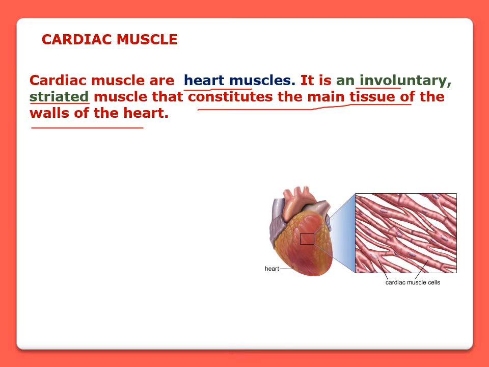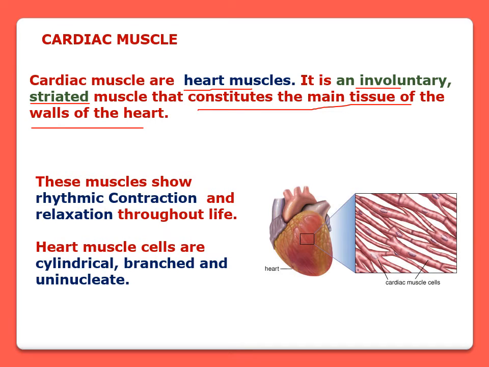The rhythmic motion of heart muscles is for a lifetime. If you want to stop them, you cannot. As I told you, these muscles show rhythmic contraction and relaxation throughout your life. These muscles are cylindrical, branched, and uninucleate, meaning they have only one nucleus.